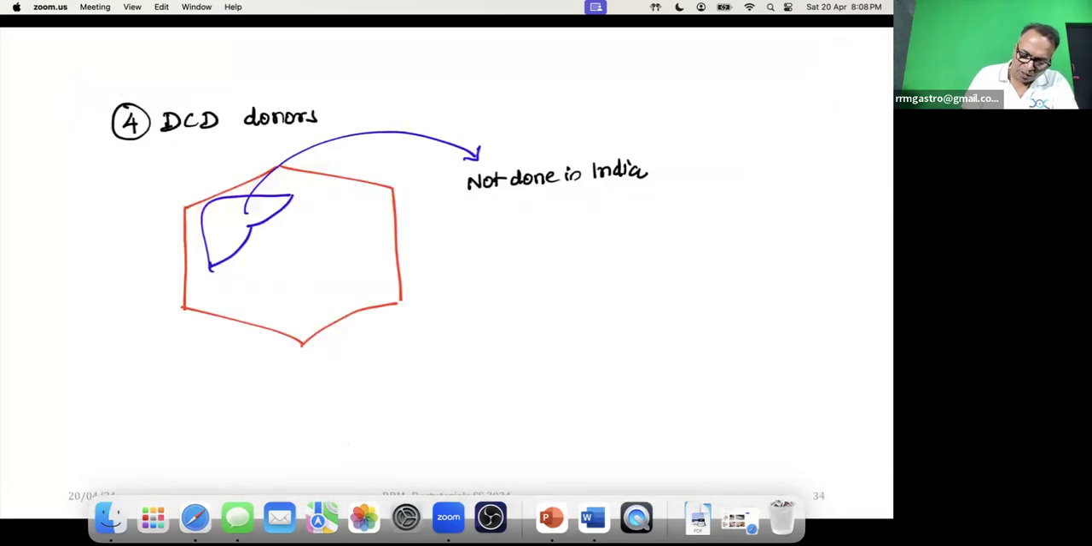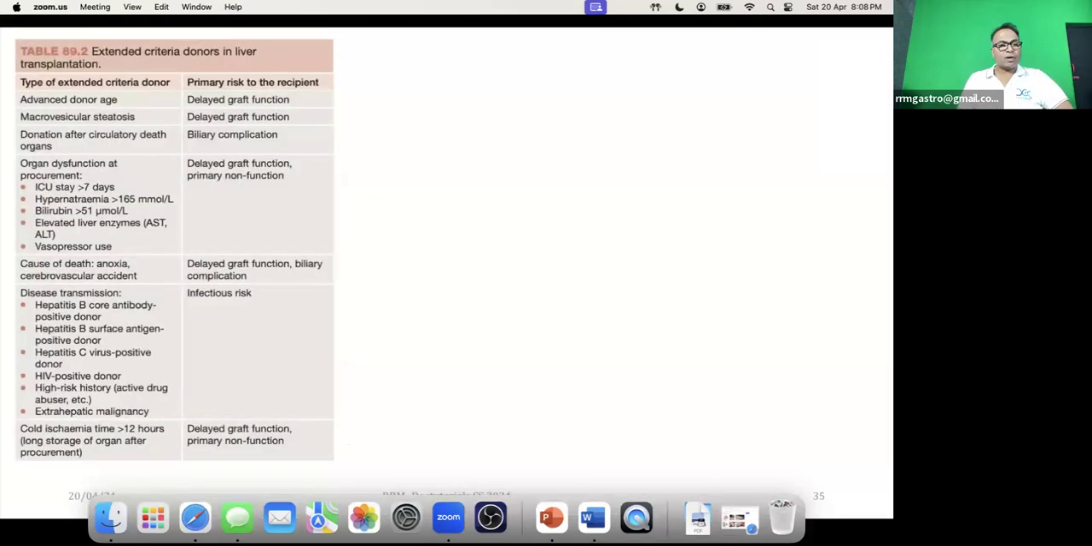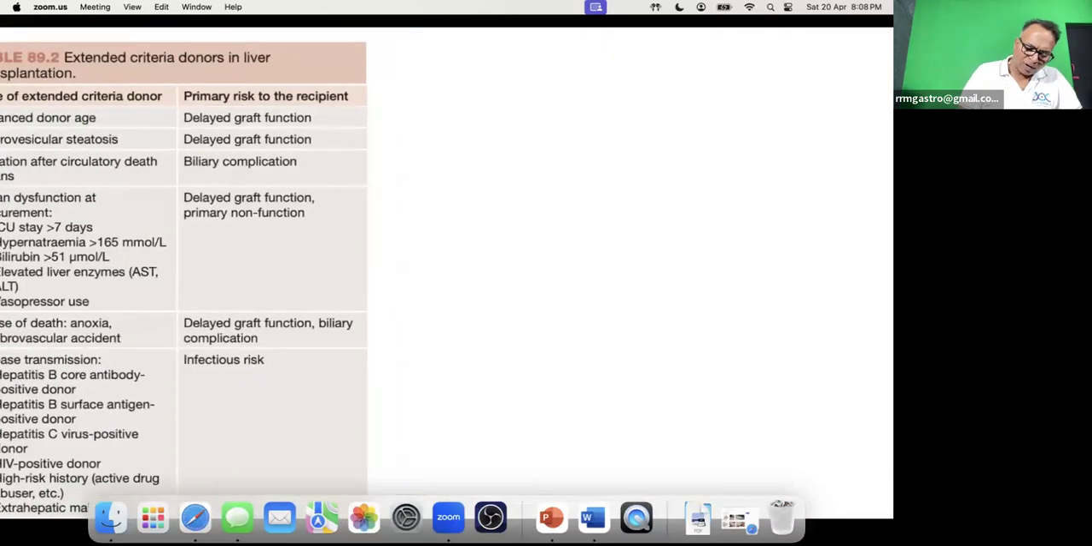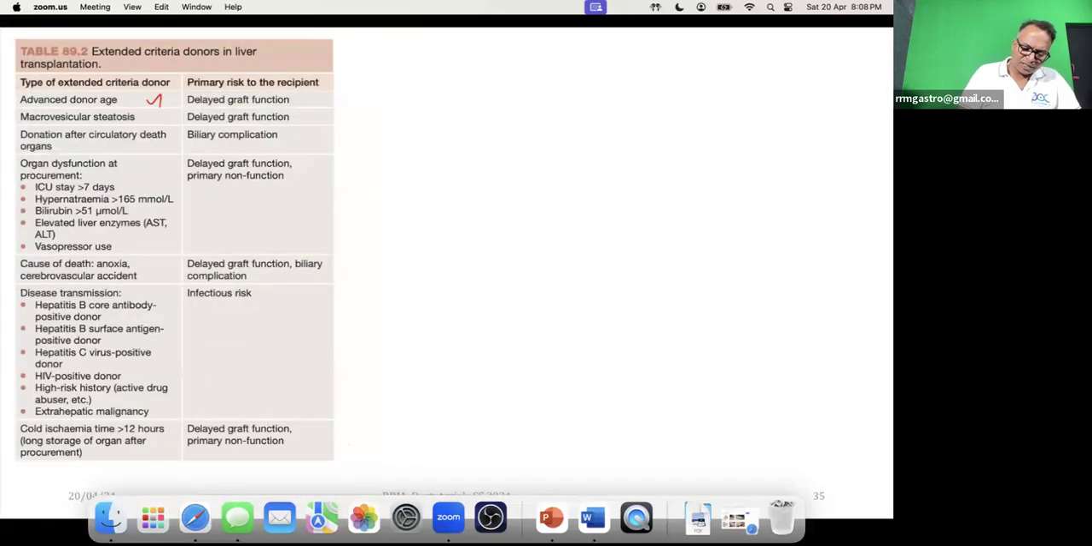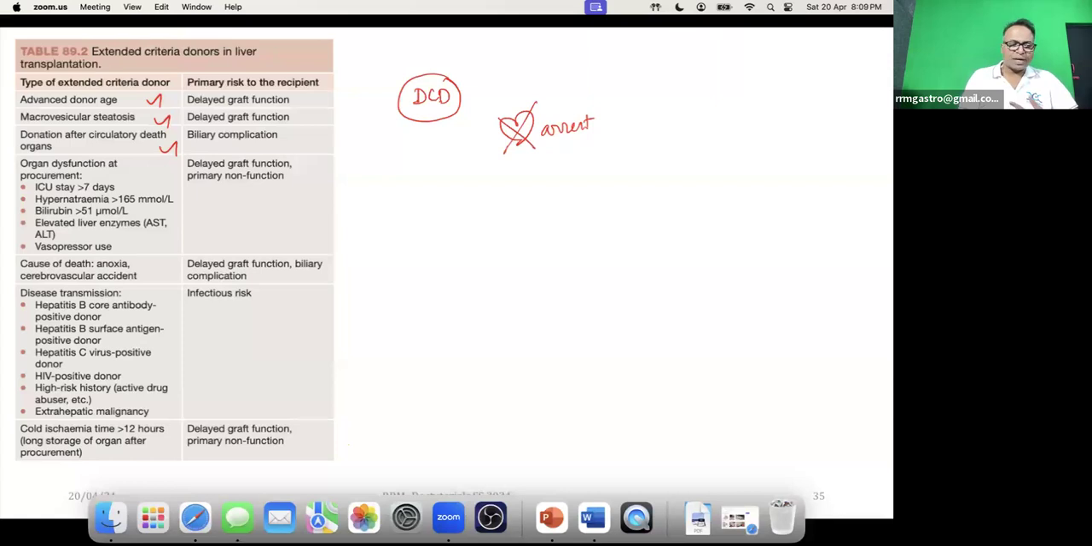Donation after cardiac death. Before going to this, see this table from Bailey and Love, a high expected table. What are all the extended donor criteria? Advanced age, fatty liver, DCD donors. Please remember these. I hope you know what DCD donors are: donation after cardiac arrest, where the patient has already died. There is a classification, the Maastricht classification, which will be discussed in the general part. Such donors come as extended criteria donors.